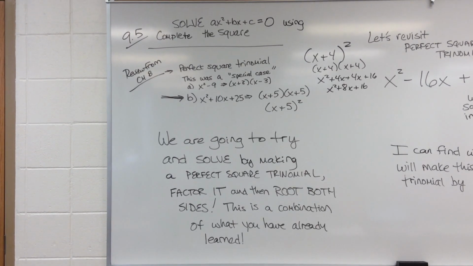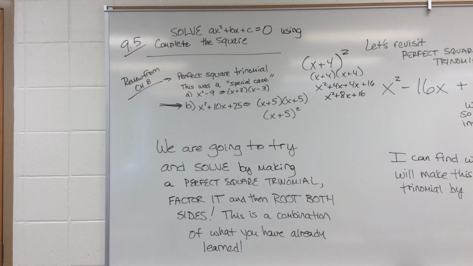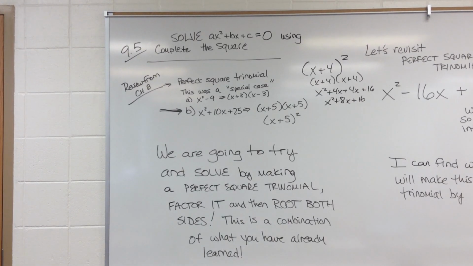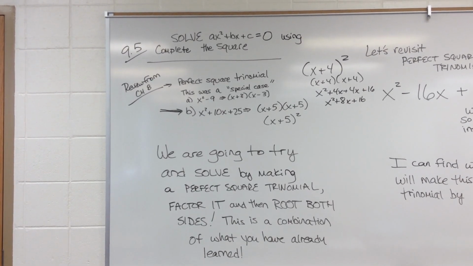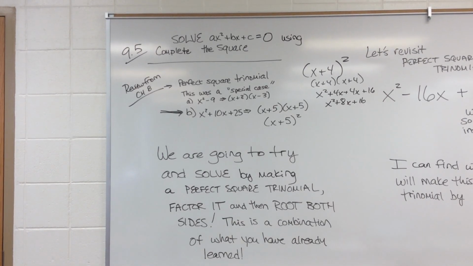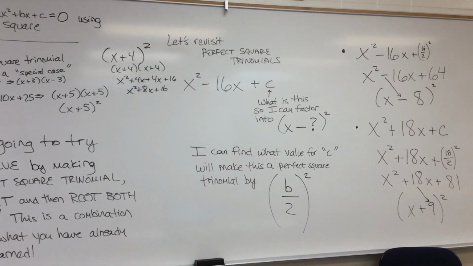So basically completing the square, we're going to try to solve by making a perfect square trinomial. And then we're going to use a combination of what we've already learned. We're going to factor and we're going to root both sides. And that's how we're going to solve these quadratics in section 9.5. So first, let's do a quick review here of a perfect square trinomial.